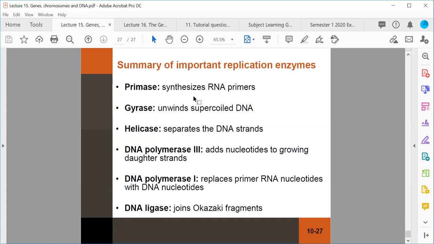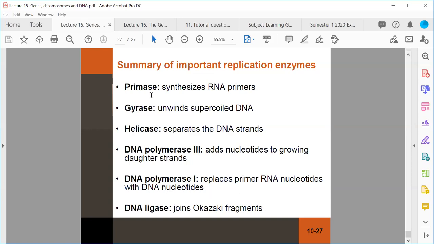Okay, so here's a summary of the important DNA replication enzymes. The primase enzyme synthesizes RNA primers, gyrase unwinds the supercoiled DNA, helicase separates the DNA strands from each other. DNA polymerase 3 adds nucleotides to the growing strands of DNA, complementary nucleotides. DNA polymerase 1 replaces the short primers with DNA nucleotides, and DNA ligase joins the Okazaki fragments.